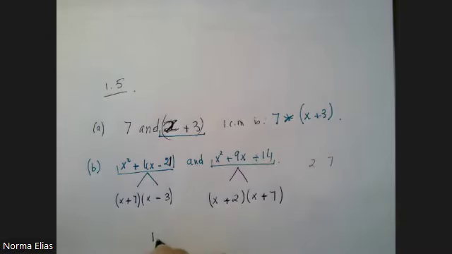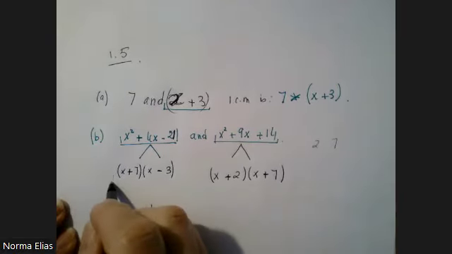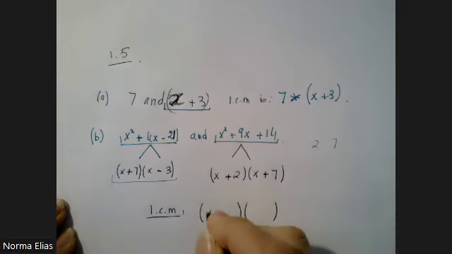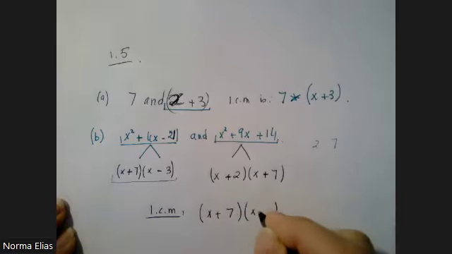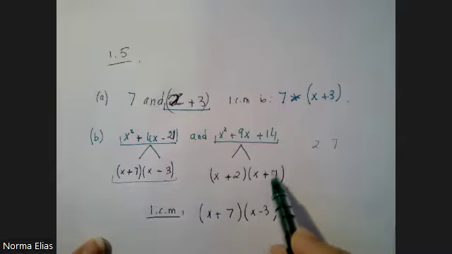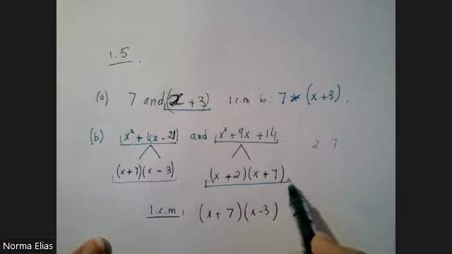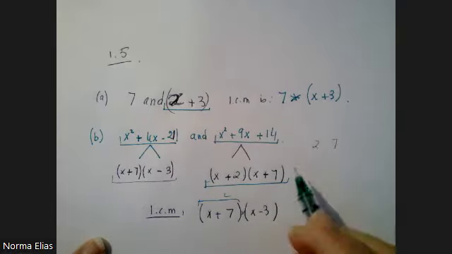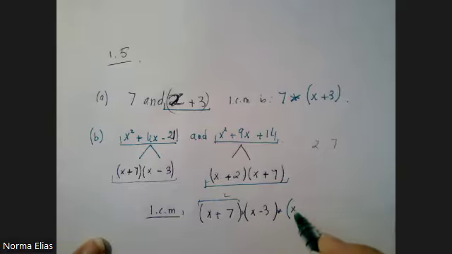And now what's going to be the least common multiple? Okay, you start with one of them. It doesn't really matter. So we start with this. X plus 7 times x minus 3. And then we take the second term. Ask myself, which factor of this piece is missing? X plus 7 is already one factor. What's missing is x plus 2. So we multiply by x plus 2.